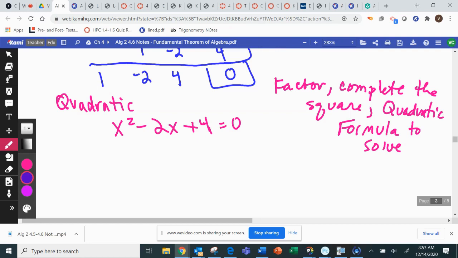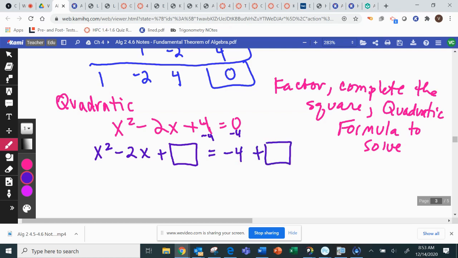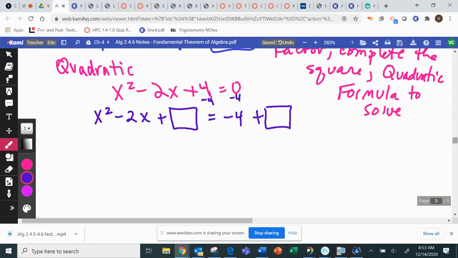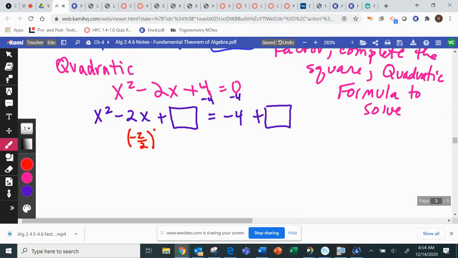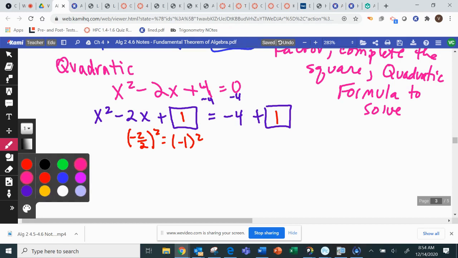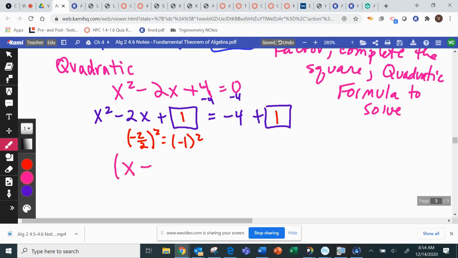To do complete the square, I would do x squared minus 2x plus a square, and then I would move that 4 over, so equals -4 plus another square. And then I would do that middle term. I would do -2 divided by 2 squared. So -1 squared is 1, which I have to add to both sides. Okay, then I would factor it, and I would have x minus 1 squared equals, on the other side, -3.